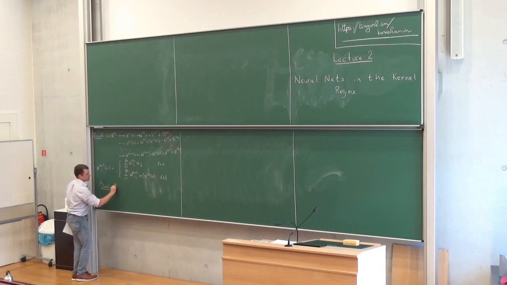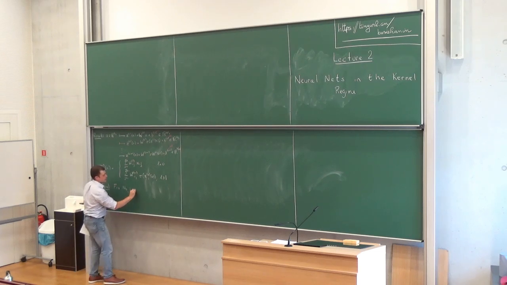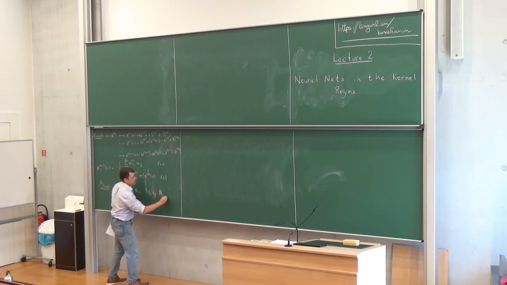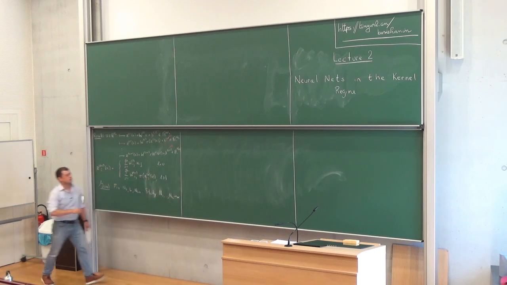So we're going to fix the input dimension. We're going to fix the number of layers in the network. We're going to fix the output dimension. And we're going to study what happens when you take the infinite width limit, when all the hidden layer widths go to infinity.